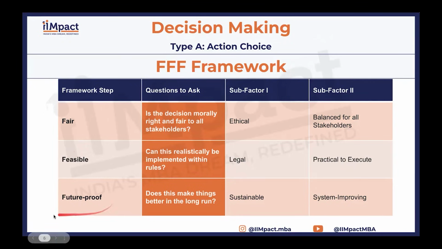And finally, future proof. Is this decision a bandage that you are putting onto the problem, or is this actually something which will make sense in the longer run? So is this decision sustainable, and is it improving your system?